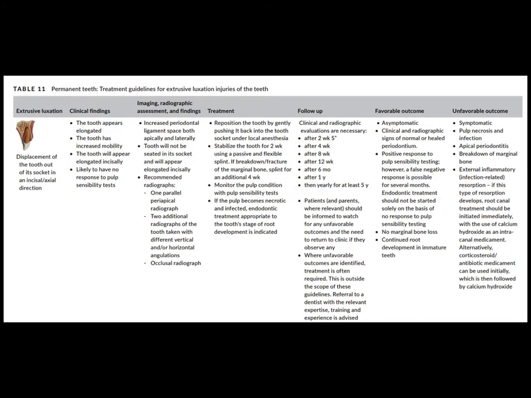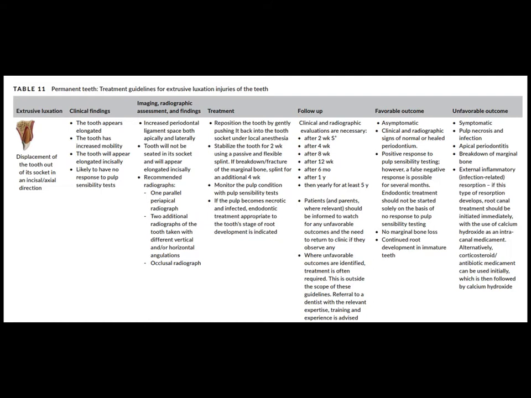The second significant trauma is the extrusive luxation, that means the tooth has been displaced from its socket in an axial direction. Clinically, it will appear as a longer tooth, sometimes with increased mobility. Response to the pulp test will be variable. If you take a radiograph, you're going to see that the width of the periodontal ligament space has been increased in this tooth compared to the other teeth. Occlusal radiograph, if it's anterior, will show this space along the root.